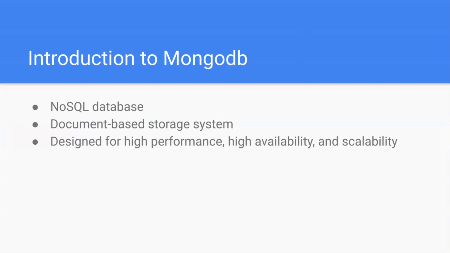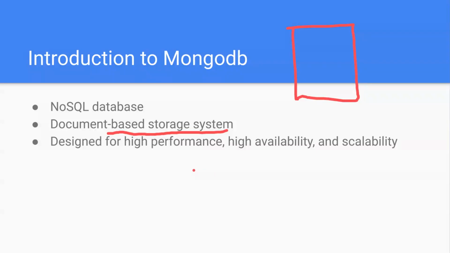So MongoDB is a NoSQL database. That means data is not stored in tabular form. Instead, each row is given a full-fledged document. So there is no problem of one row having more features than another, since it does not have a fixed schema. That was another point: MongoDB is a document-based storage system. It is designed for high performance, high availability, and scalability.